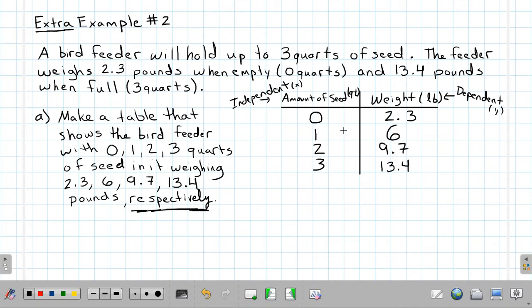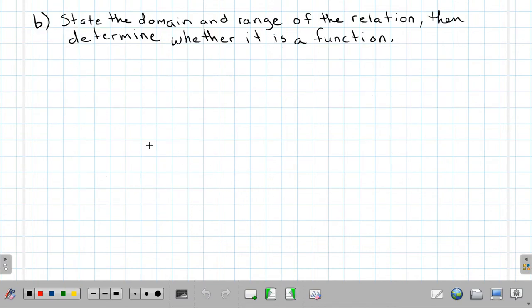We just have to remember the left column is always our independent variable. The right column is always our dependent variable. And that's the tricky part of making a table in these real-world situations: we have to figure out which is the independent variable and which is the dependent variable. But other than that, a table's pretty easy. That's the table.